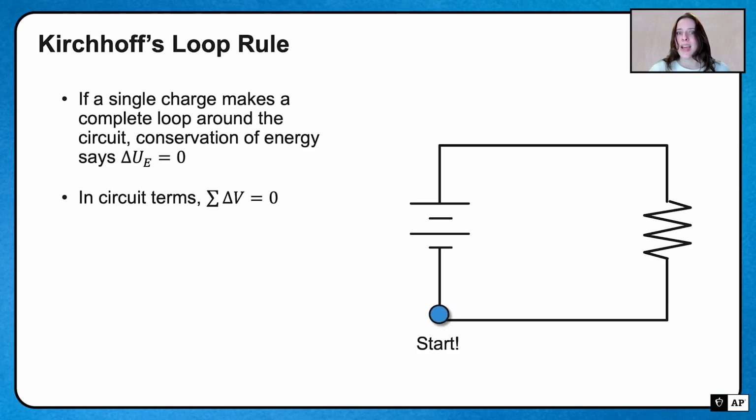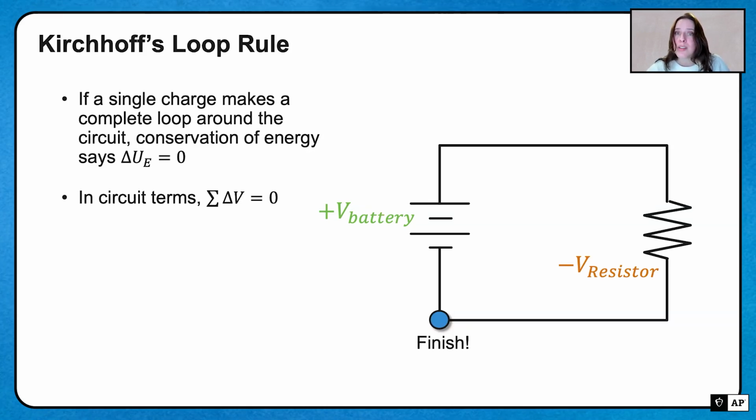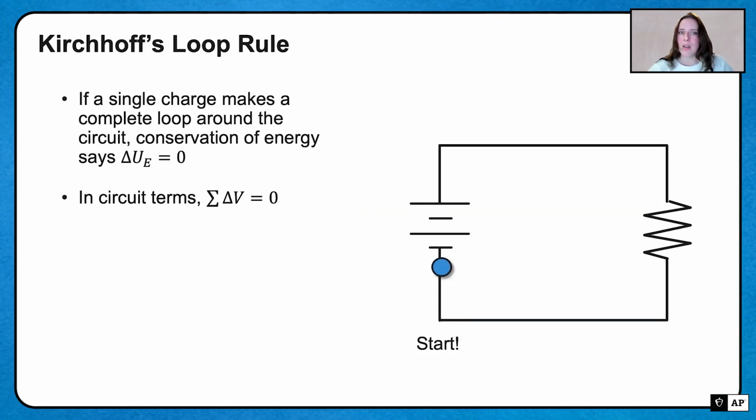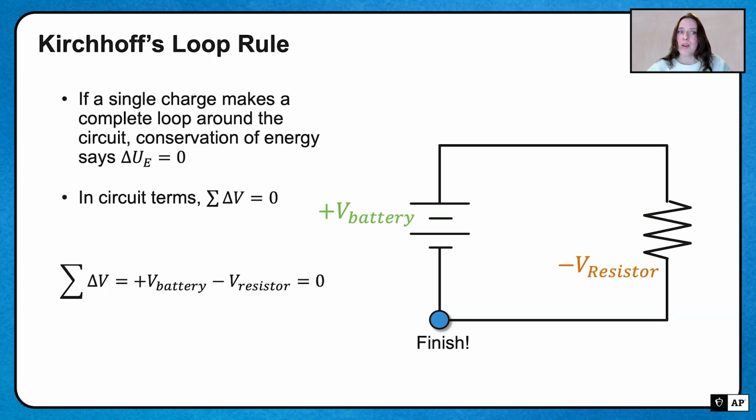It's saying, hey, if you make one complete loop around a circuit and come back to exactly where you started, your change in energy, your change in voltage, your change in potential is going to be zero. If we look at this again, we gain voltage from the battery, we lose voltage from the resistor, and we get back to where we started. Plus voltage battery minus voltage resistor has to equal zero. I end up back where I started.